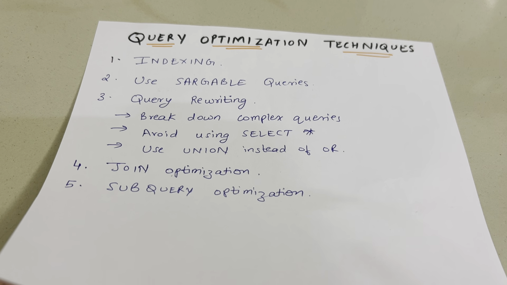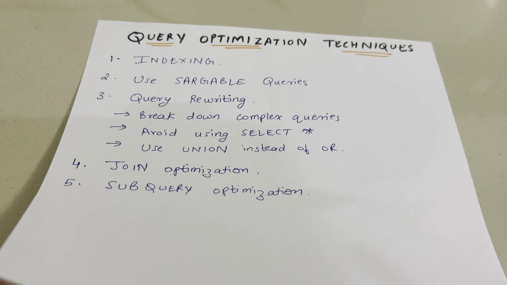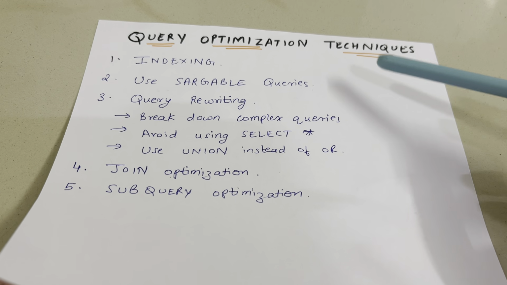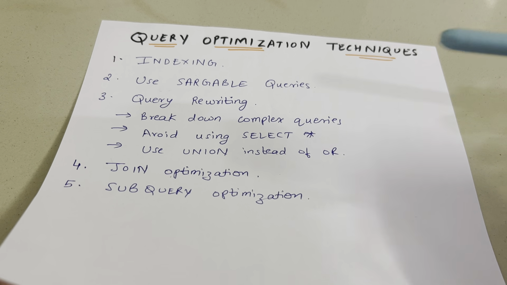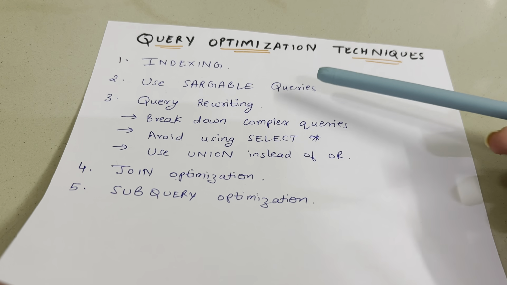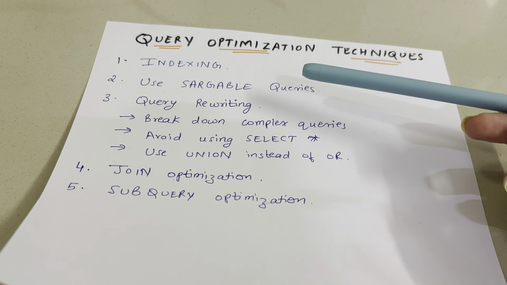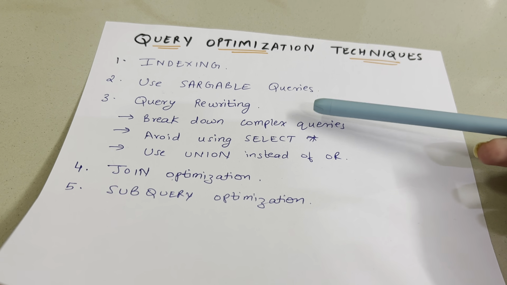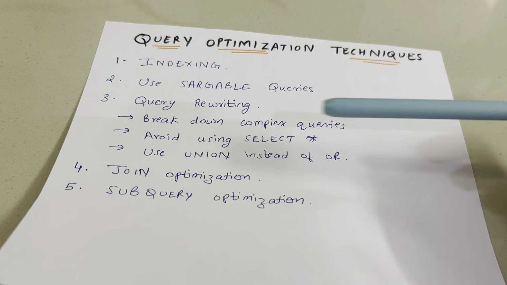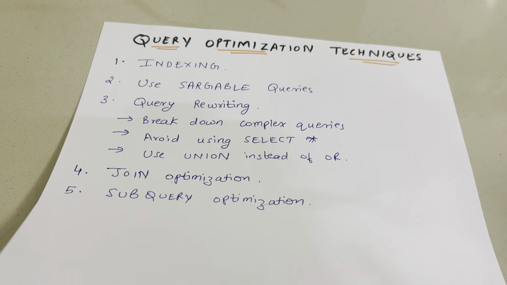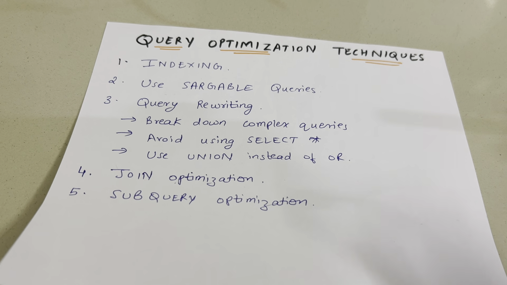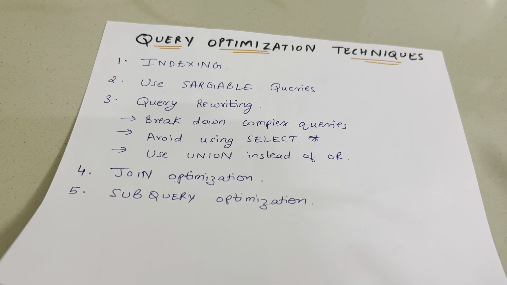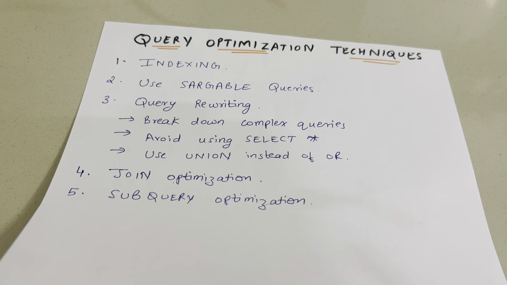Hello everyone, in today's video we will be discussing query optimization techniques. This is one of the most requested videos on this channel. So here it is, and we will be discussing these 5 major techniques that you can use to optimize your queries. The first one is indexing, second one is sargable queries, third is query rewriting, fourth is join optimization, and fifth is subquery optimization. I will be explaining all these 5 with lots of examples, so make sure you watch the video till the end so that you do not miss anything.